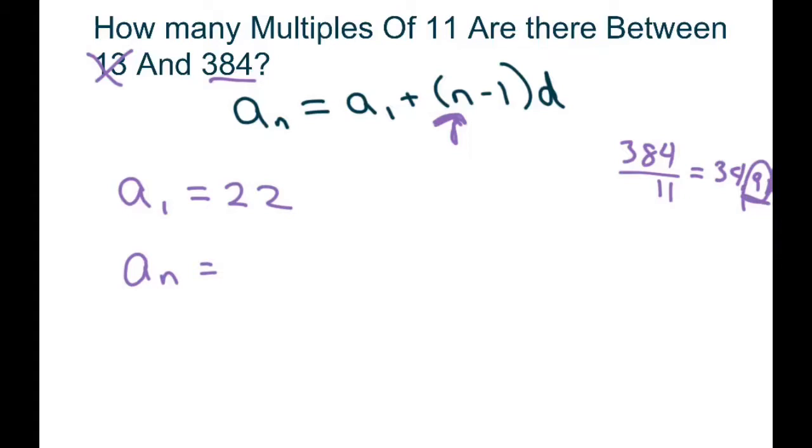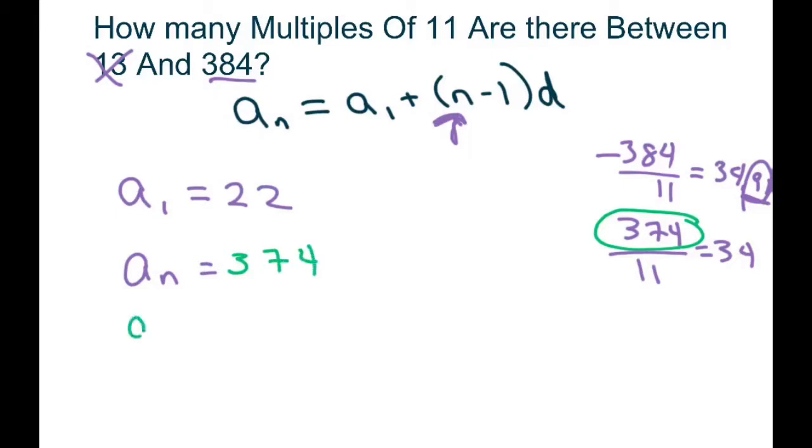is close to, it's bigger than 9, so I'm going to try to subtract 10 from this and do 374. If I do 374 by subtracting 10, I get 374 divided by 11, and that does come out even with no remainder. That's going to be 34. So I know my last term is going to be 374. I also know my common difference is 11, because you want to keep going by 11s.